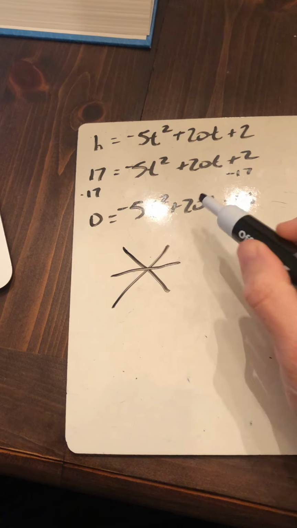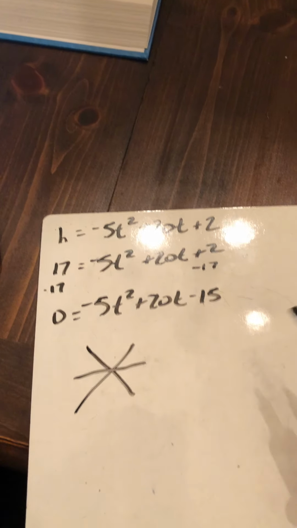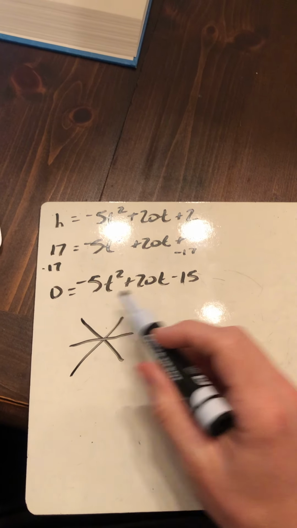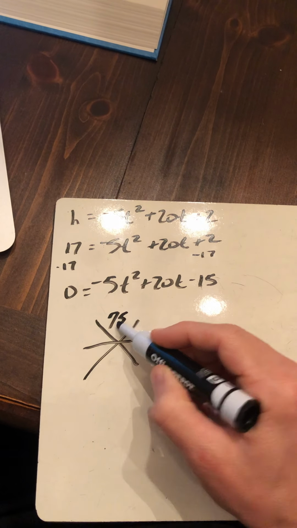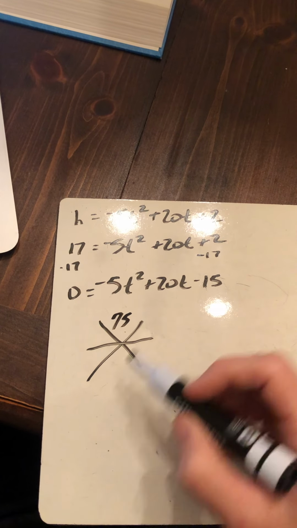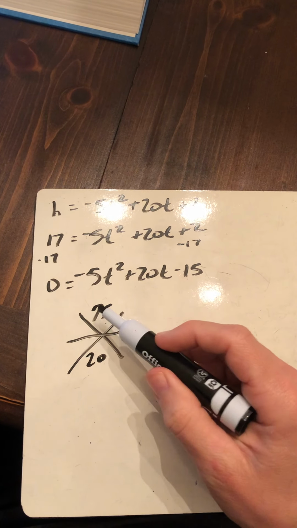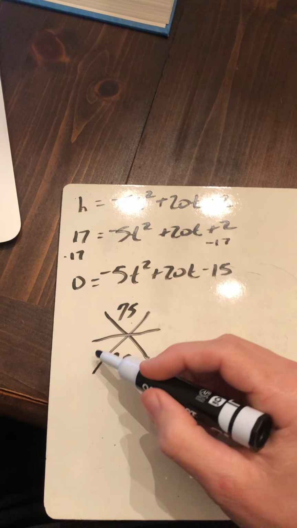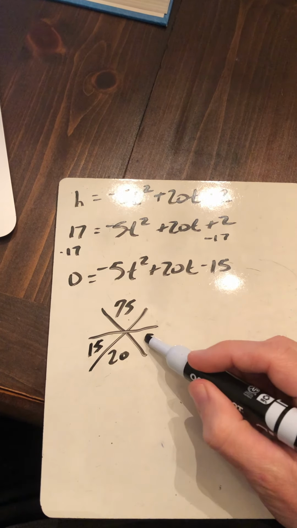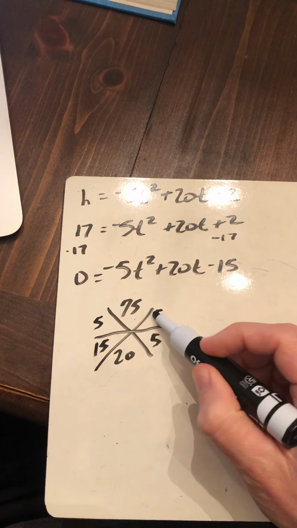The asterisk looks like that. I'm going to take a, multiply by c. So negative 5 multiplied by negative 15, and I get positive 75. That goes up here. And then b, which is a positive 20, goes down here. So I'm looking at factors that multiply to give me 75 but add to give me 20, which are 15 and 5. Those two factors go here, and then I'm going to put a in these two.